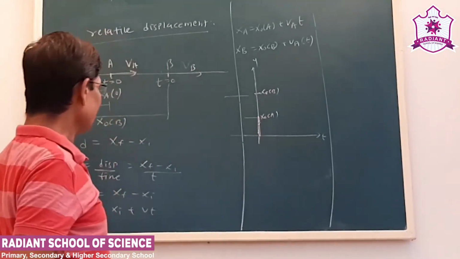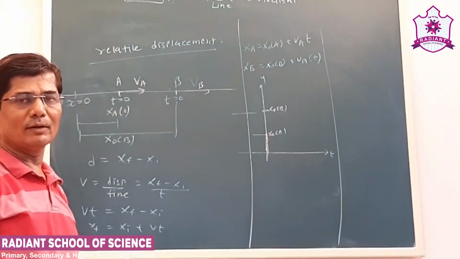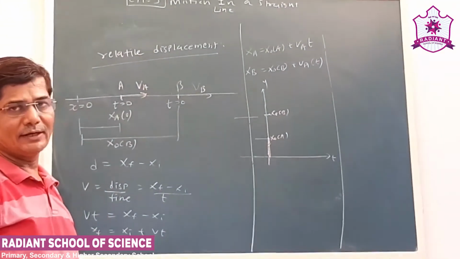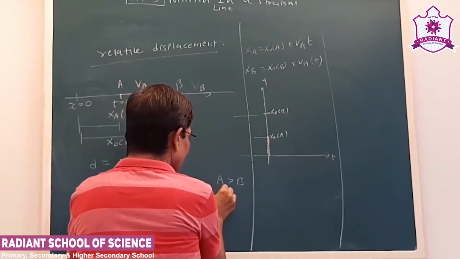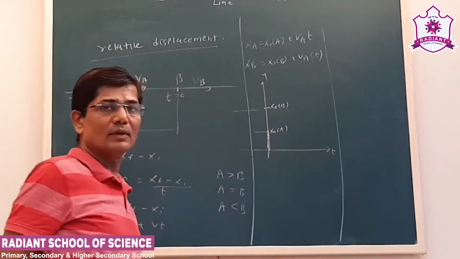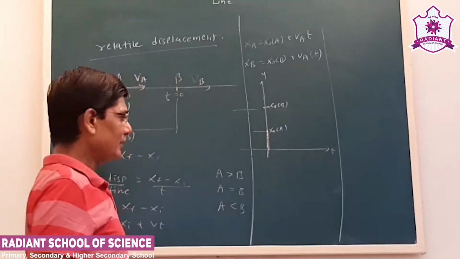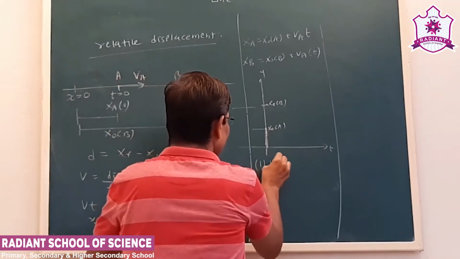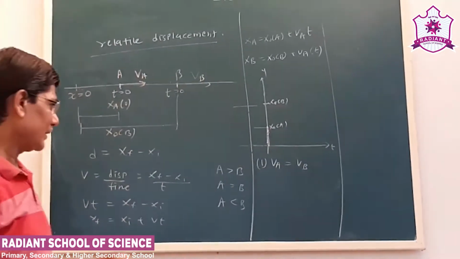Now see, we have studied inequality. For any two numbers A and B, there are three possibilities: A is greater than B, A is equal to B, A is less than B. Now we take the first case, A is equal to B. So in the first case we assume that VA is equal to VB. Let us say both move in the same direction.